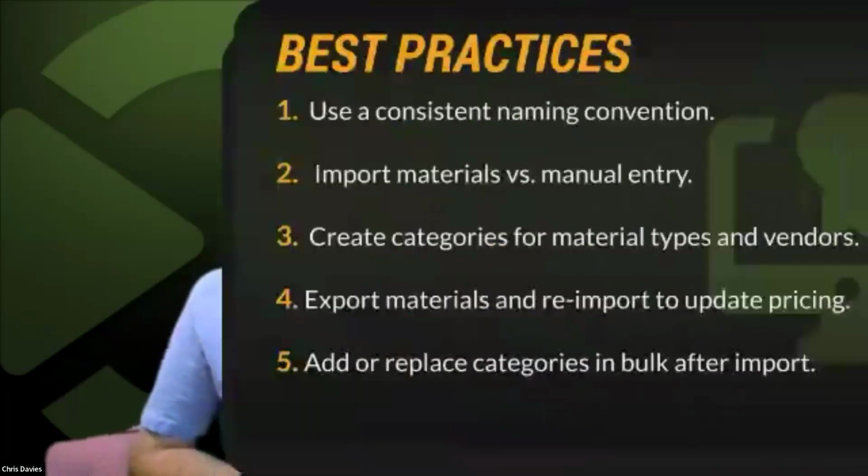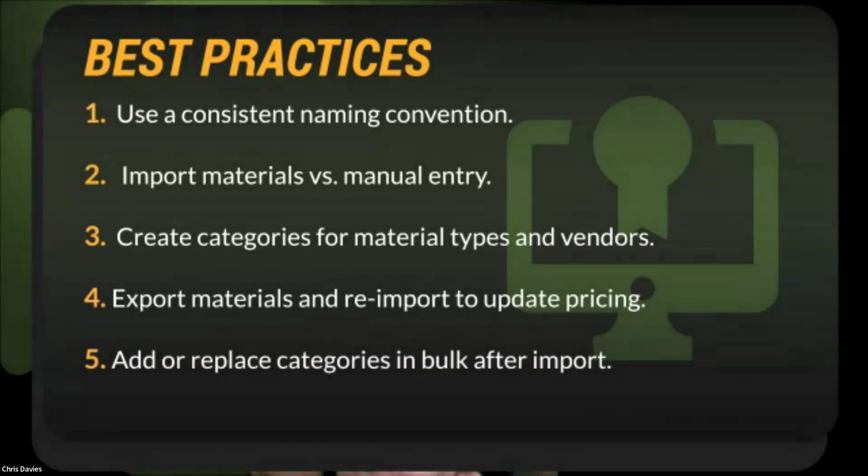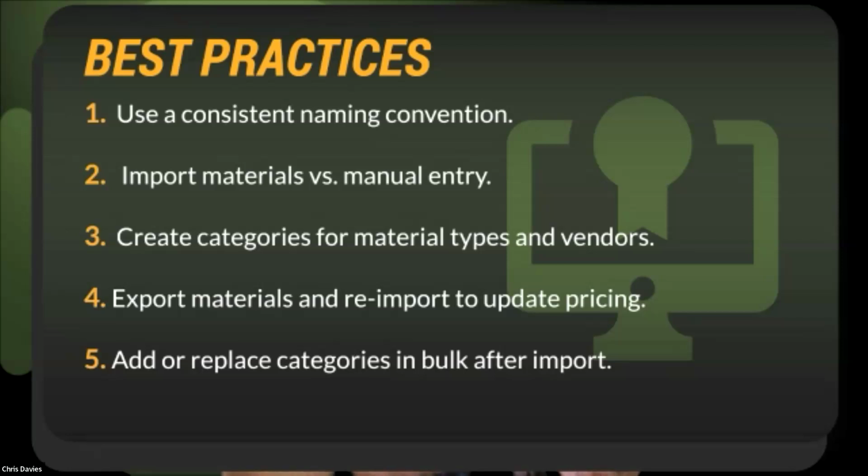So best practices around your price list for materials. Use a consistent naming convention. Use the import feature versus doing things manually. Create your categories for different types of materials and vendors that you buy from, which will allow you guys to export materials, adjust, and then re-import to update your pricing, as well as to add or replace categories in bulk to the pricing that you've already got in your system. It does keep things really nice and easy for you.